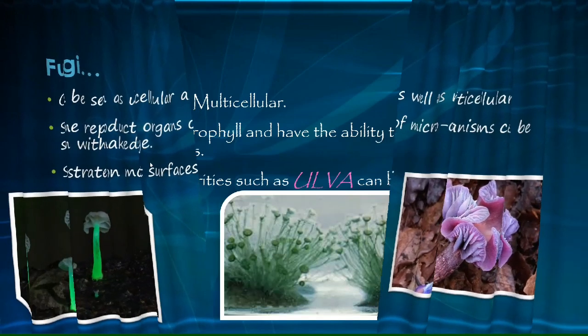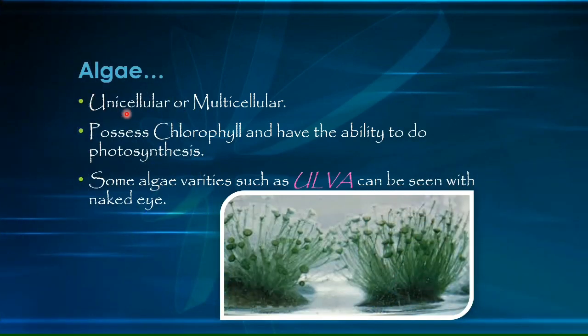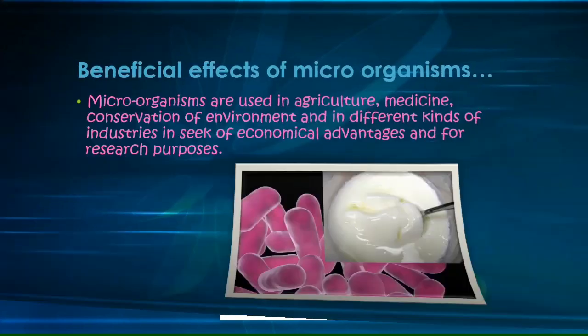And the other one is algae. Algae is unicellular and multicellular. As we know, algae is green in color, so the plants with green color we know as chlorophyll plants. So they possess chlorophyll and they have the ability to do the process of photosynthesis. And you can see some algae varieties like Ulva can be seen with the naked eye without any microscopes. And not only that, some algae varieties are floating on water and they are simply known as planktons. And that is also a major point that you should keep in mind.